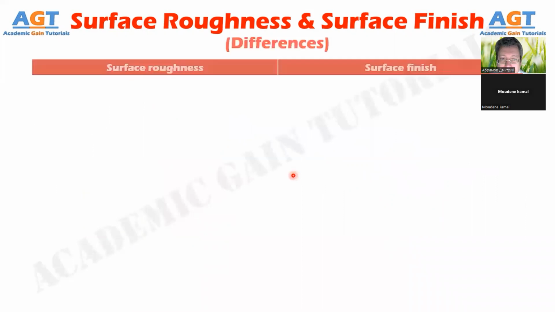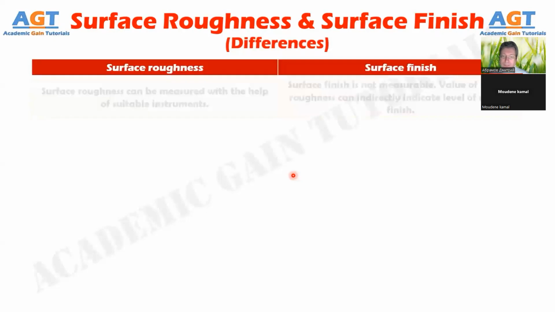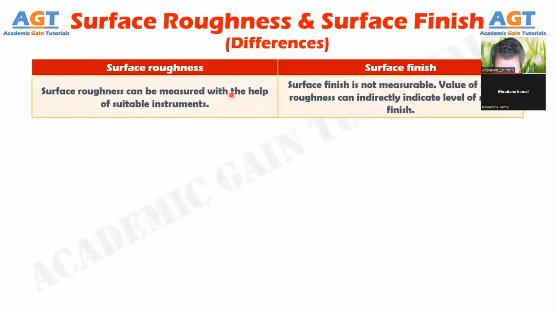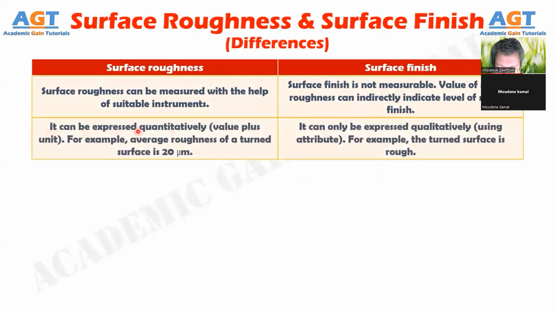So, let's look into the basic differences between surface roughness and surface finish in a tabular form. Difference number 1. Surface roughness can be measured with the help of suitable instruments, whereas surface finish is not measurable. Value of surface roughness can indirectly indicate the level of surface finish. Number 2, surface roughness can be expressed quantitatively using value plus unit. For example, average roughness of a turned surface is 20 micrometers, whereas surface finish can only be expressed qualitatively using an attribute. For example, the turned surface is rough.